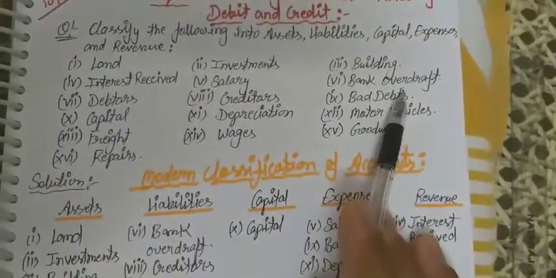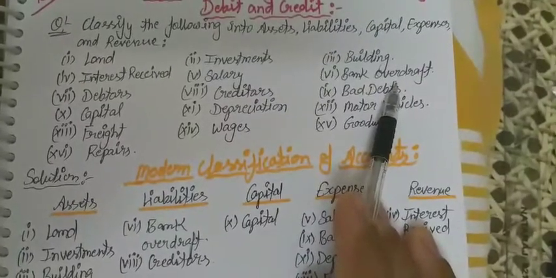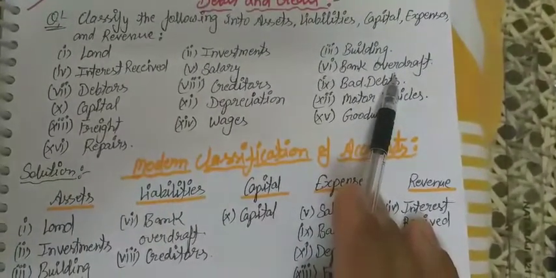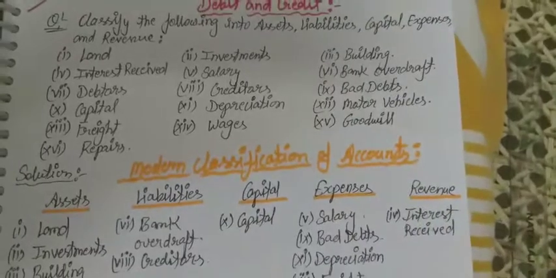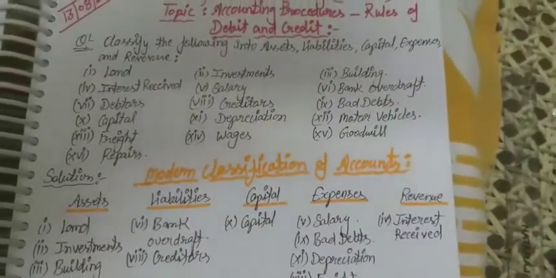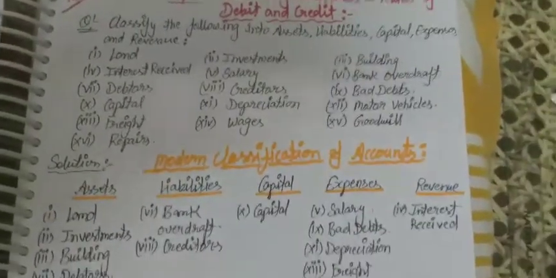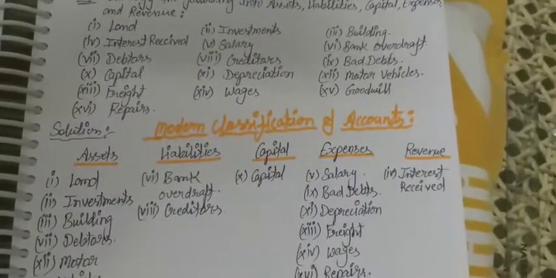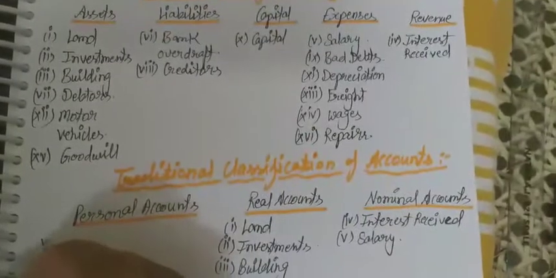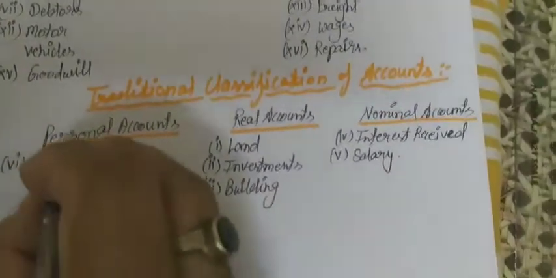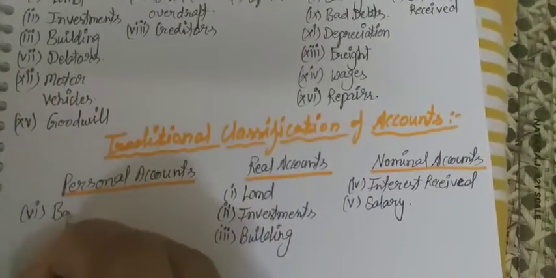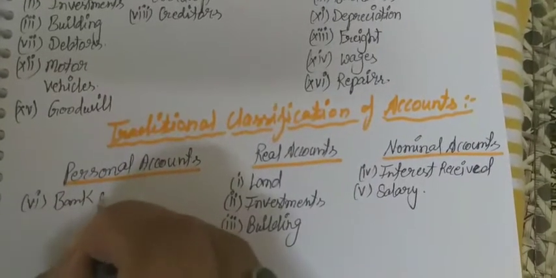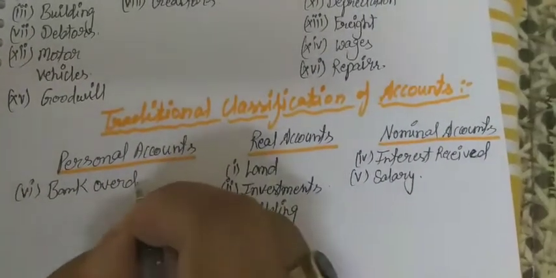Salary. Next one is bank overdraft. A bank overdraft is related with the bank, and if it is related to the bank, then this is another organization's name. So it comes under the personal account. Whenever the name of an organization or a person comes, then it will come under the personal account.